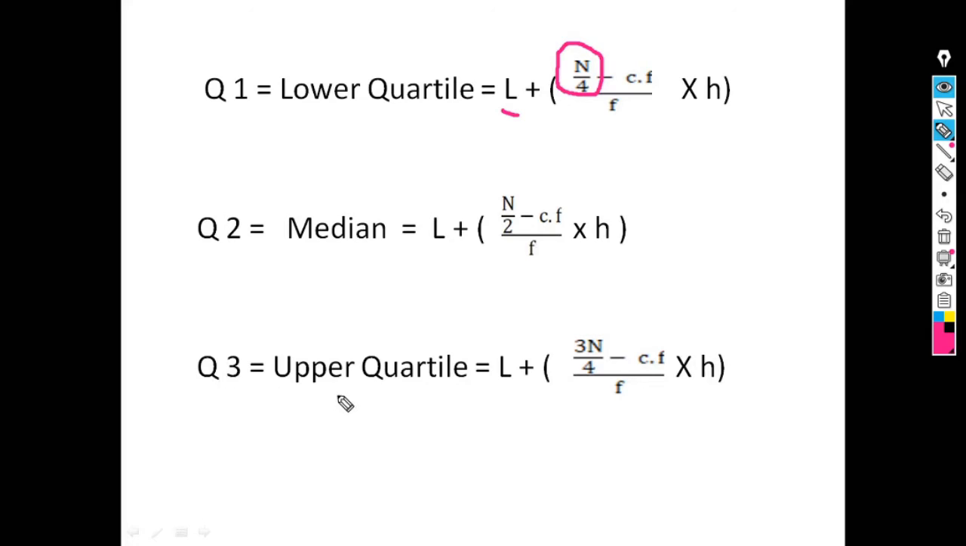And Q3 or upper quartile is given as Q3 is equal to L plus (3n by 4 minus Cf) upon F into H. After deciding the Q3 class, L is the lower limit of the Q3 class, Cf is the cumulative frequency of the preceding class, F is the frequency of that class, and H is the class width. So by using these formulas, we can calculate quartiles for the continuous frequency distribution.